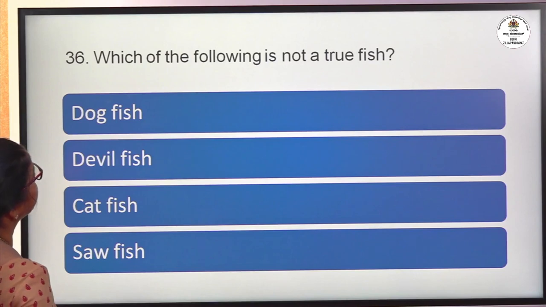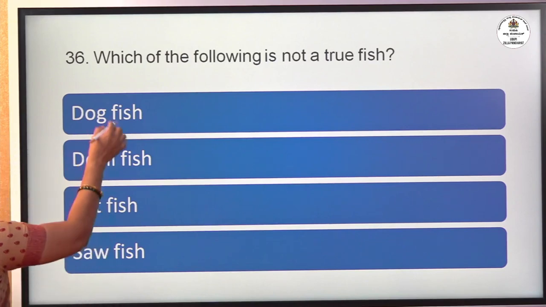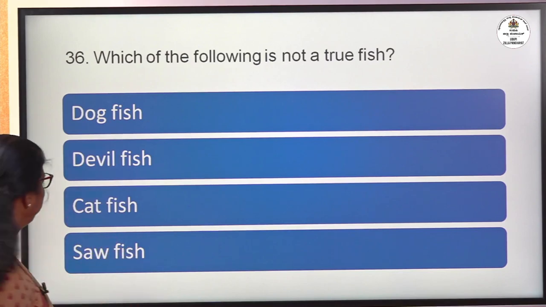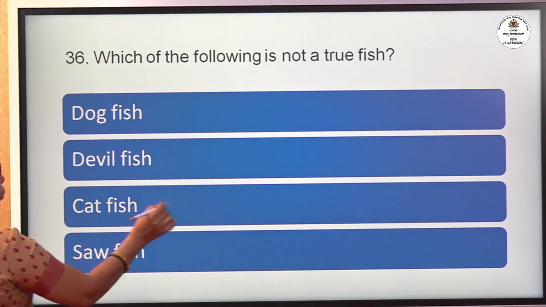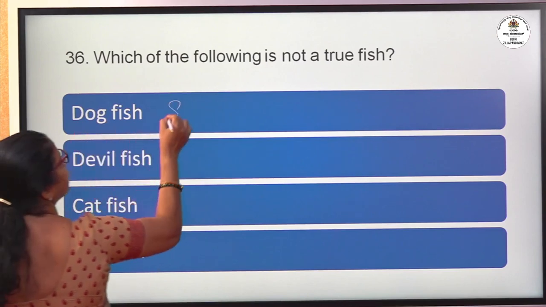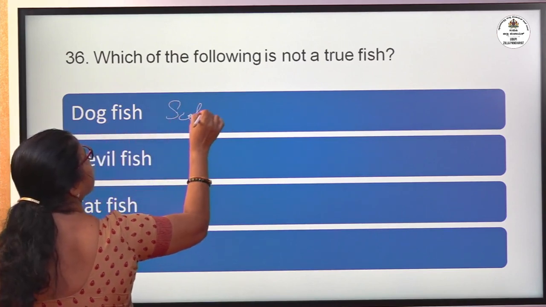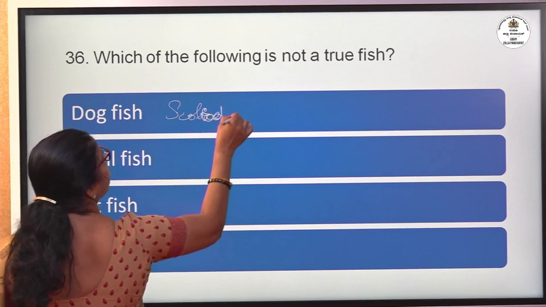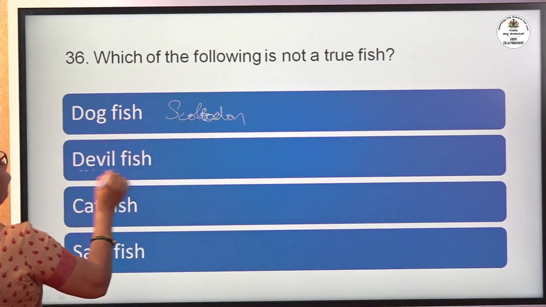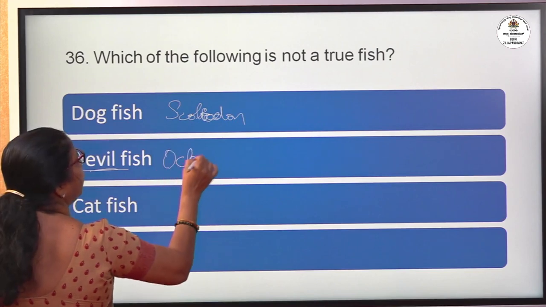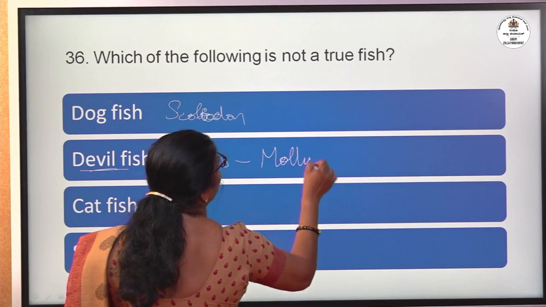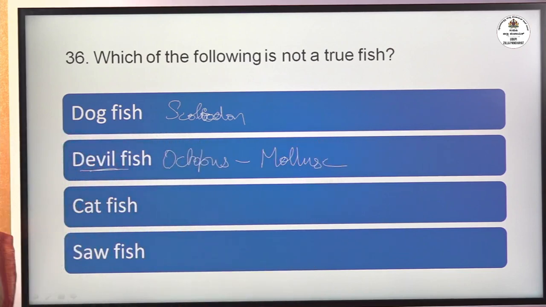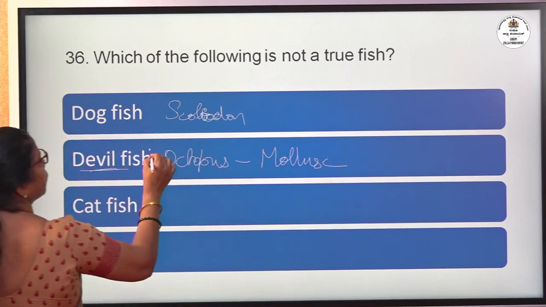Which of the following is not a true fish? Here, each is a prefix fish. Sawfish is a cartilaginous fish. Catfish is a bony fish. Dogfish is Scoliodon, a shark. Scoliodon or shark. So, devilfish is octopus. Octopus is a mollusk without shell. So, this is the option.